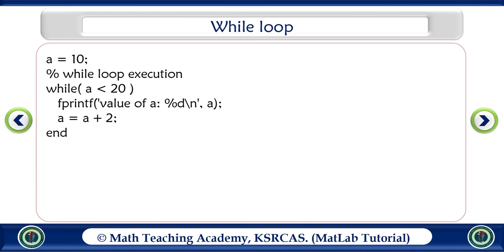When the end statement is executed, the control will transfer again to the while command. Now the value of a is 12, so 12 is compared with 20. 12 less than 20 is true. That is why again the group of statements between the while and end are executed. This process continues while the value of a is less than 20. If the value of a becomes greater than or equal to 20, then the control will come out of the while loop.